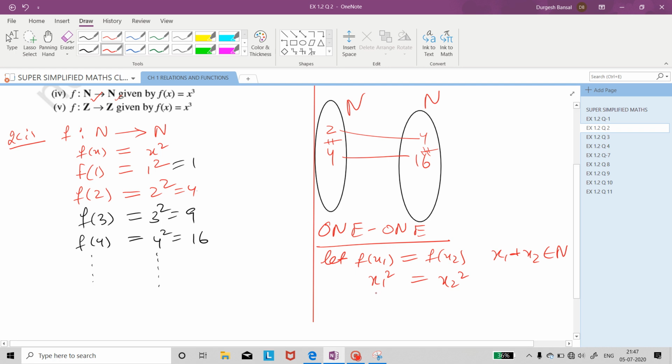So if two natural numbers have the same squares, this implies x1 and x2 are also same, by taking square root on both sides. And you can see this implies that the function is 1-1. You please note it down. I give a pause.